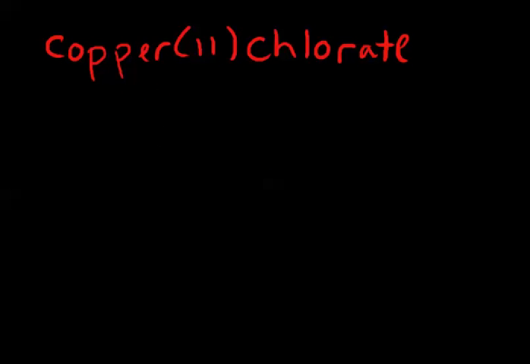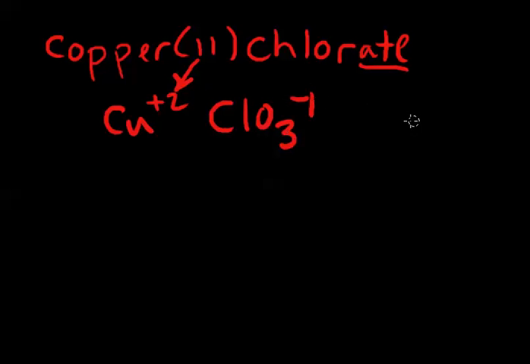Copper(II) chlorate. So copper(II), the symbol for copper is Cu. This Roman numeral 2 tells us it's got a charge of +2. Chlorate ends in ATE. So this isn't chloride, it's not Cl negative 1. So we look up chlorate and we find it, and chlorate is ClO3 negative 1. So chlorate is made up of 1 chlorine and 3 oxygens bonded together.